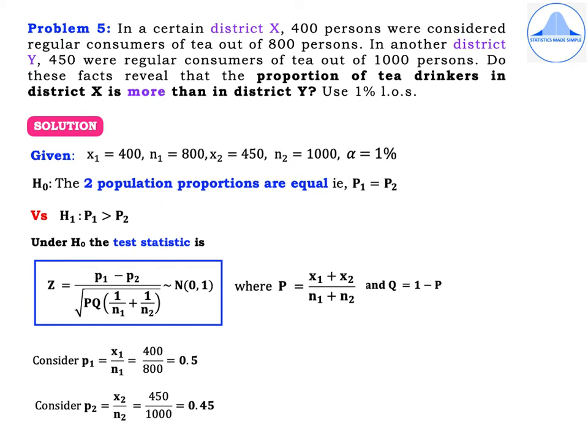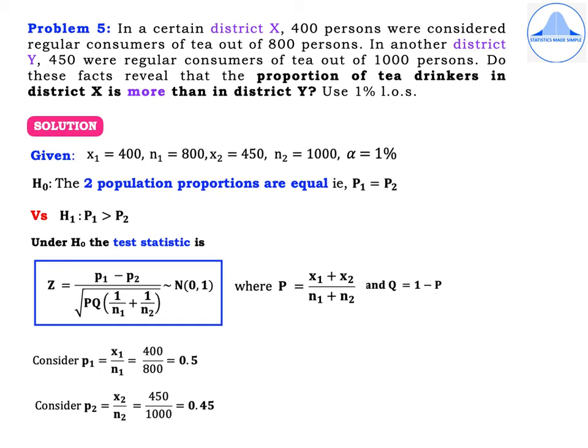5. In a certain district X, 400 persons were considered regular consumers of tea out of 800 persons. In another district Y, 450 were regular consumers of tea out of 1000 persons. Do these facts reveal that the proportion of tea drinkers in district X is more than in district Y? Test at 1% level of significance. Now the word proportion is already used in the problem, and there are two districts, district X and district Y. So it is a test for equality of proportions.